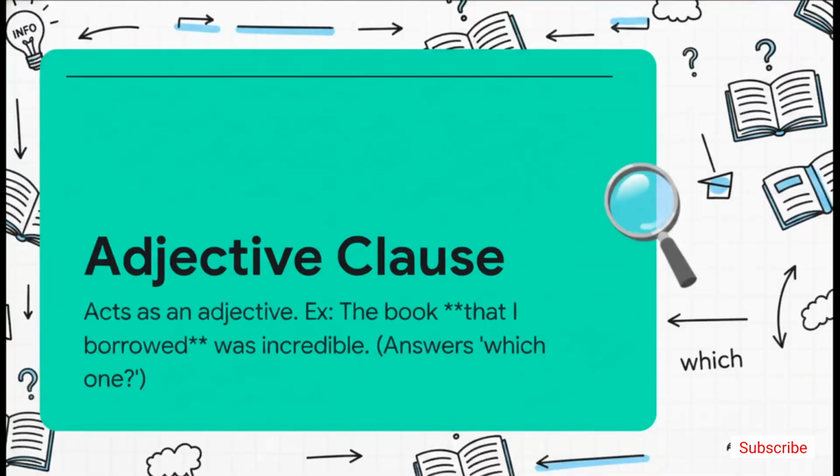Next, we've got the adjective clause. You might also hear this called a relative clause. Its job is super simple. It just describes a noun or pronoun, giving us more information about it. In The Book That I Borrowed Was Incredible, the clause tells us which book we're talking about. It answers the question, which one, or what kind.